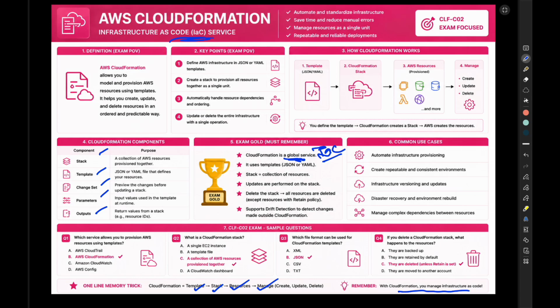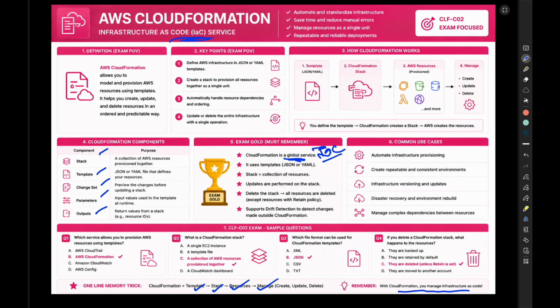Suppose you need 2 EC2 instances, 1 load balancer, 1 RDS database, some security groups, and networking resources. You can manually create them one by one, or the better case could be to create a CloudFormation template and let AWS build everything automatically for you. That's the power of infrastructure as code.